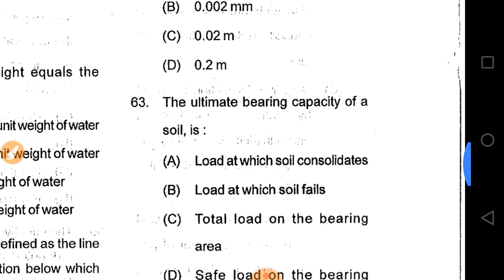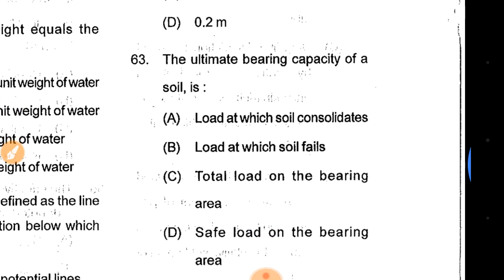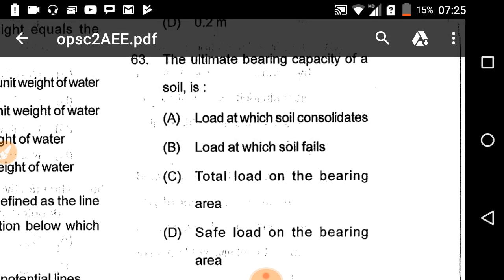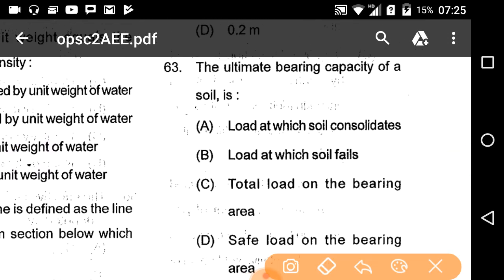The ultimate bearing capacity of soil is: load at which soil consolidates, load at which soil fails, total load on the bearing area, shape load on the bearing area. So the ultimate bearing capacity of a soil is the load at which soil fails. Important question. Okay, the ultimate bearing capacity of soil is the load at which soil fails.